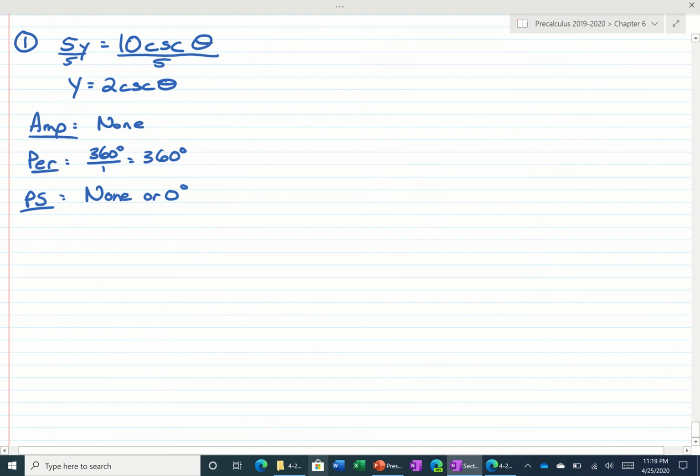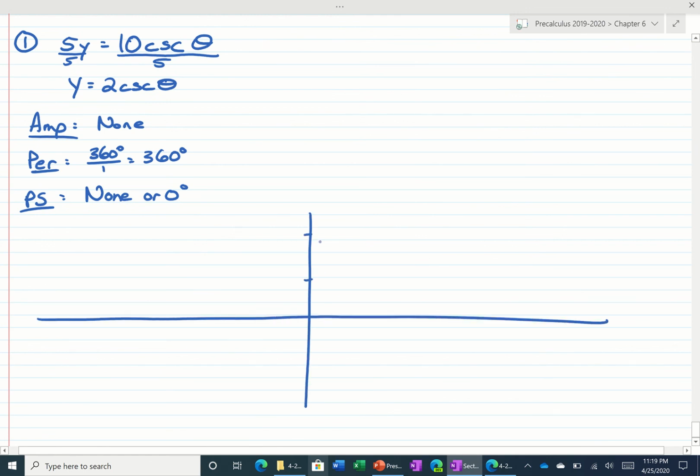We know cosecant is supposed to look like waves. So I'll actually set this up just like I did for the homework. I'll do one graph to make things go a little bit smoother today.